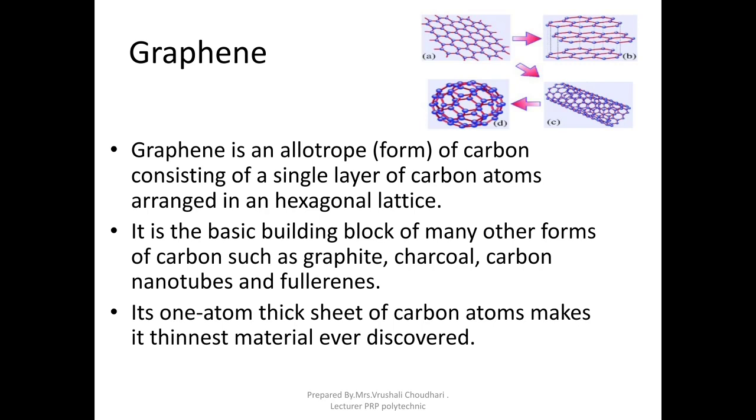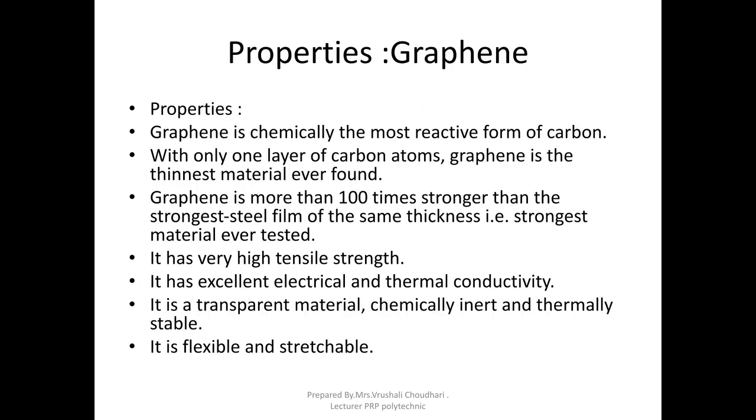The one-atom-thick sheet of carbon atoms makes it the thinnest material ever discovered. Properties: it is a chemically most reactive form of carbon. It is the thinnest material ever found. Even though it is the thinnest, it is 100 times stronger than the strongest steel film of the same thickness.